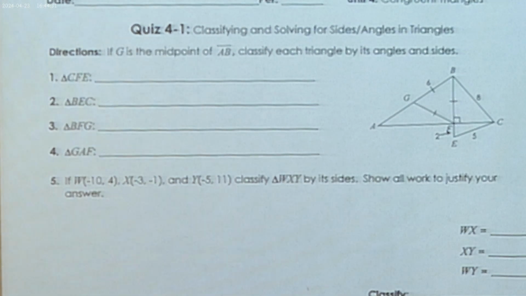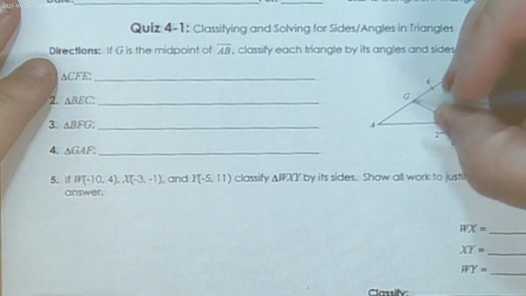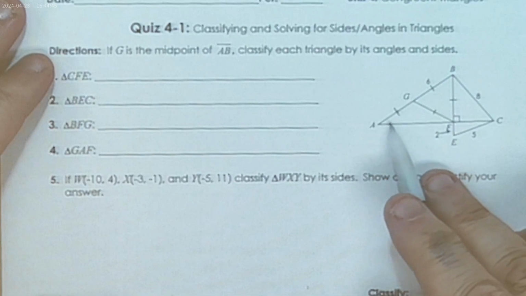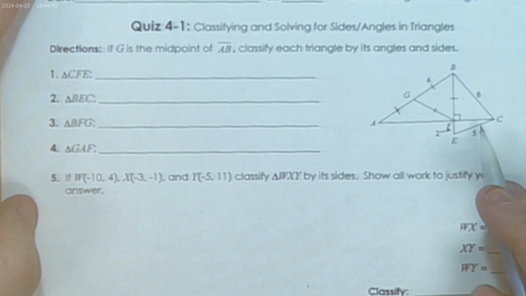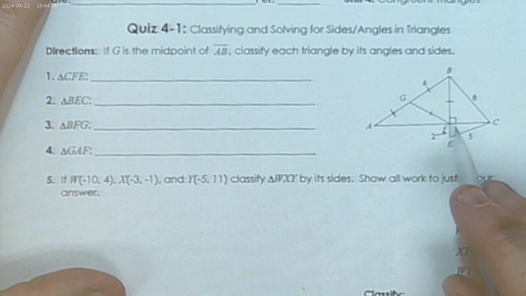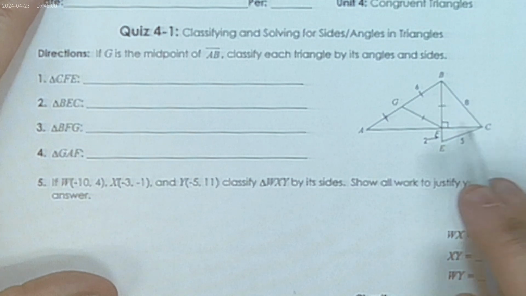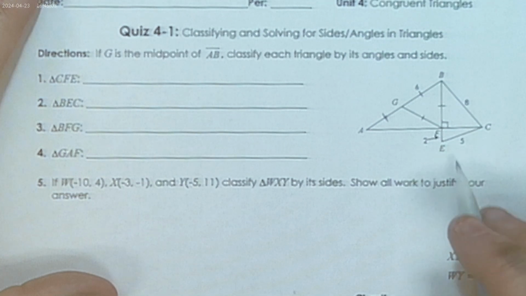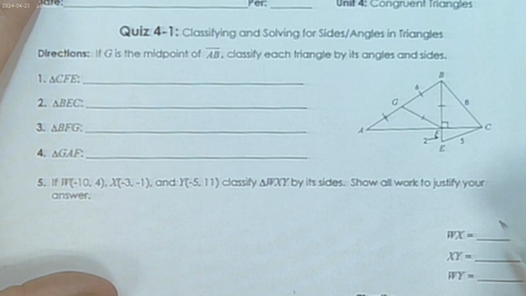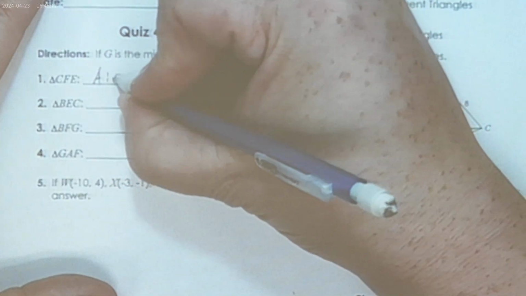So if G is the midpoint of AB, classify each triangle by its angles and sides. Really quickly, G is the midpoint of AB, so that means that those sides are going to be equal also. Let's see, CFE. I see a 90-degree angle here on CFB. Well, if CFB is 90 degrees, that means that CFE is also going to be 90 degrees. So that tells me that by angle, it's going to be a right triangle.